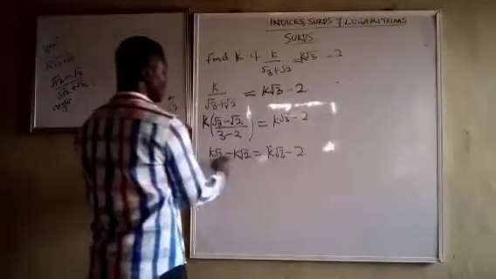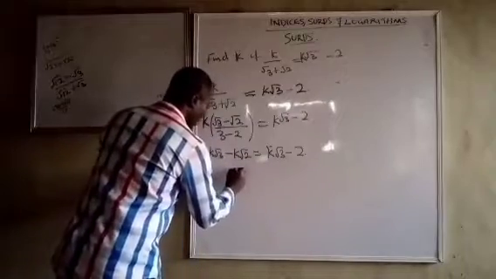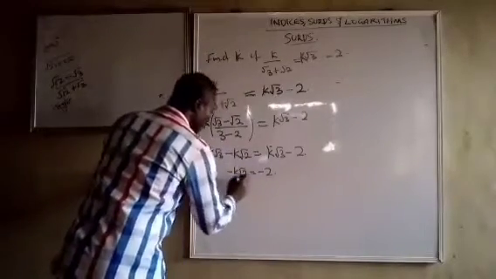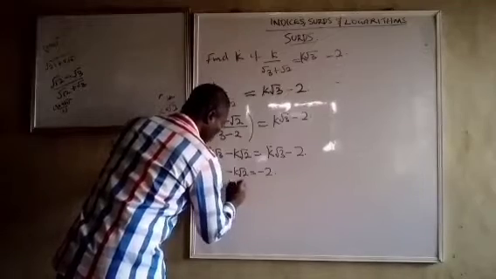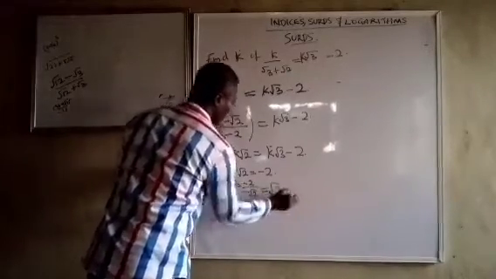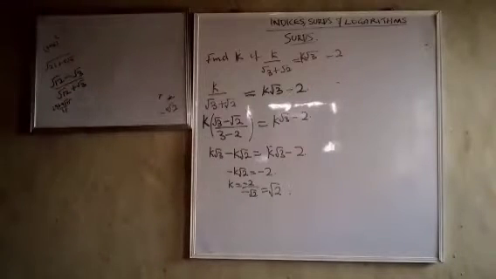So when you subtract k root 3 from both sides, you are going to have minus k root 2 is equal to minus 2. Therefore, dividing both sides by minus root 2, I have k is equal to minus 2 over minus root 2. K is equal to root 2. So our k is root 2. Very easy and straightforward. So once you know how to start doing it, you get your answer fast.